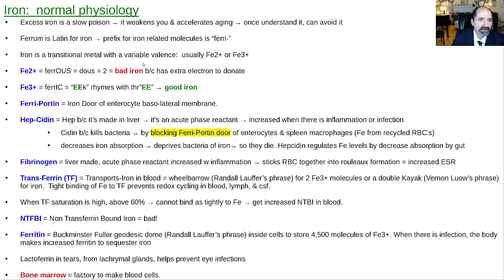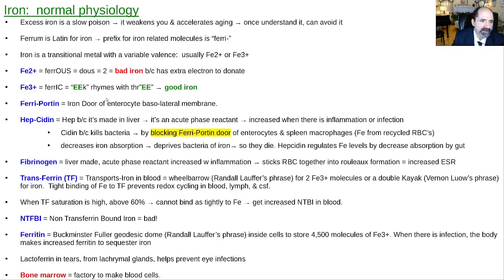Okay, transitional metal, variable valence, Fe2+. So Fe2+ is the ferrous, and the OUS reminds me of deuce, like number 2 in Spanish. So that's how you can remember the 2 form, and that's in general considered the bad version of iron. That's not so important for our purposes. We're going to get into other more important details in a moment, but just so you've heard it. Fe3+, the ferric, pronounced like eek, rhymes with E in 3, and that's 3+ iron. And it's going to go back and forth between 3+, 2+, 3+, 2+ all the time.